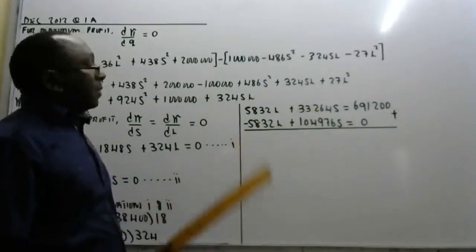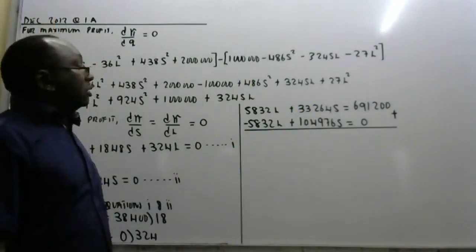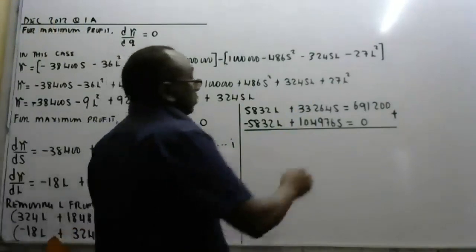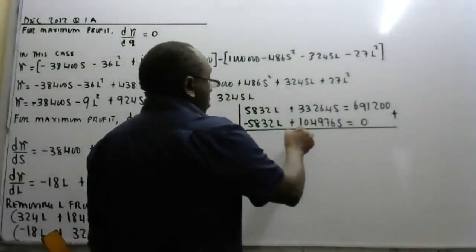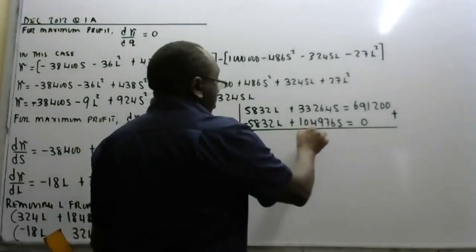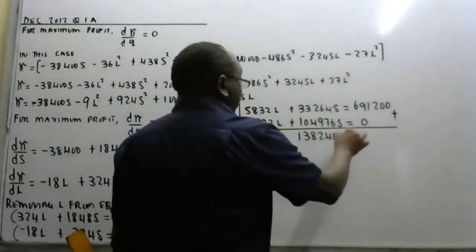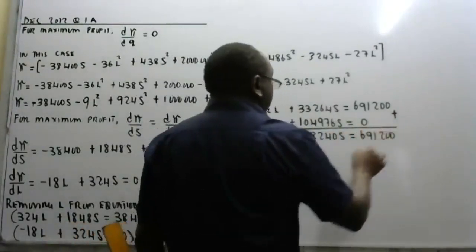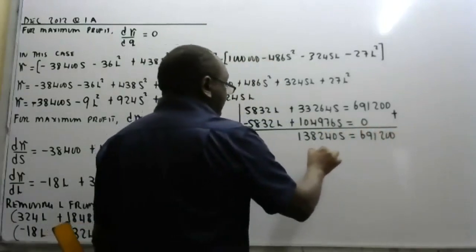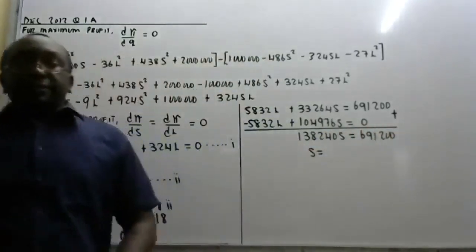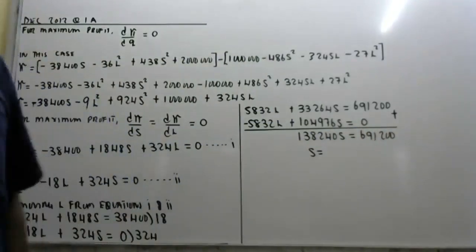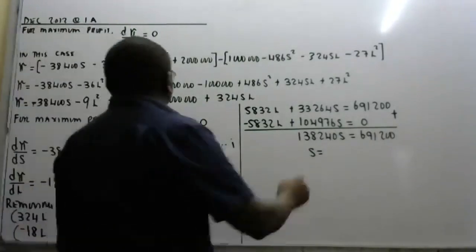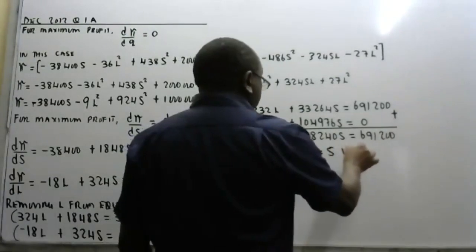So we put here 3,264 plus 104,976, 240S should be equal to 691,200. So from there, divide and tell me S is what? S then must be 5 units.